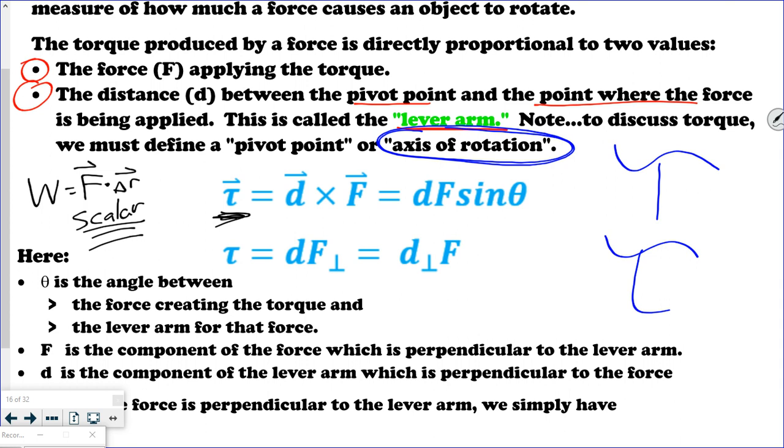Okay. Now, there is a mathematical way to calculate a cross product using i-j notation, and I showed you that when we did work for the dot product.